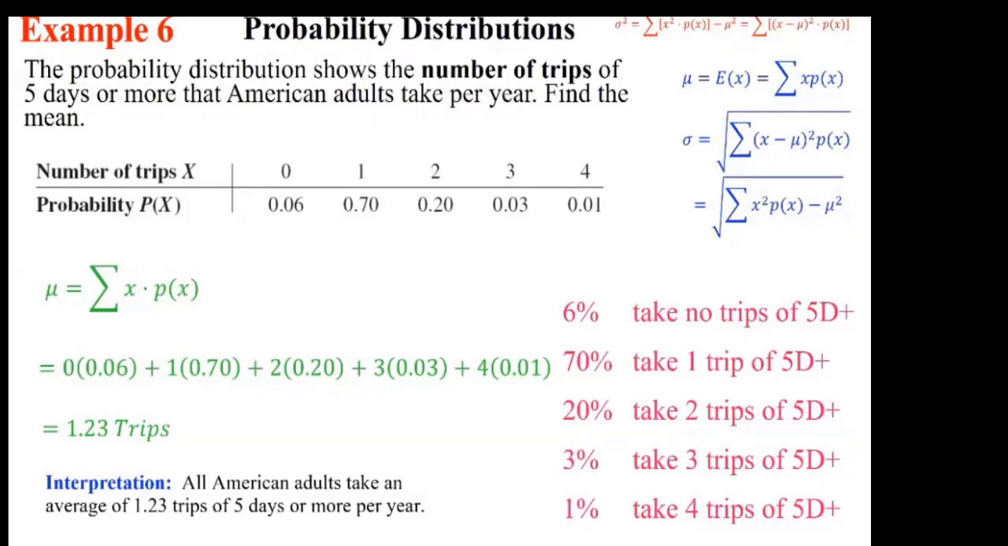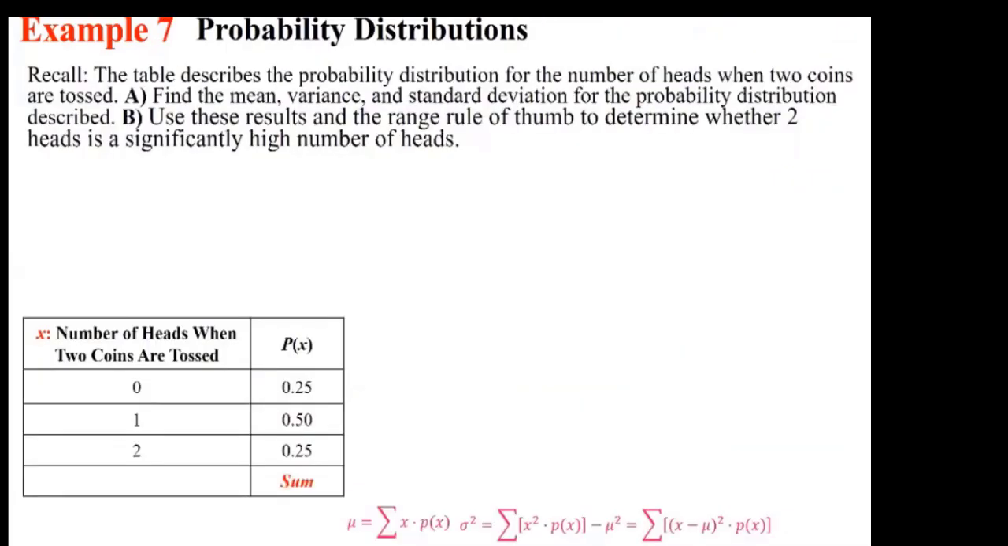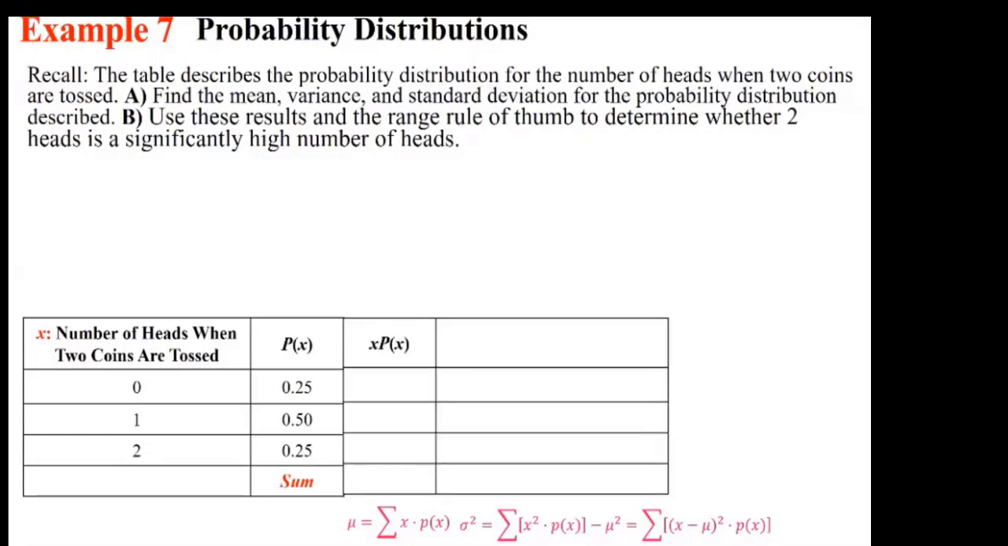Here's the next example. Recall, the table describes the probability distribution for the number of heads when 2 coins are tossed. A. Find the mean, variance, and standard deviation for the probability distribution described. B. Use these results in the range rule of thumb to determine whether 2 heads is a significantly high number of heads. We are going to calculate mu, the expected value. When you're given tables, you can extend the table if we make up a new column called x p of x. And why are we interested in that?